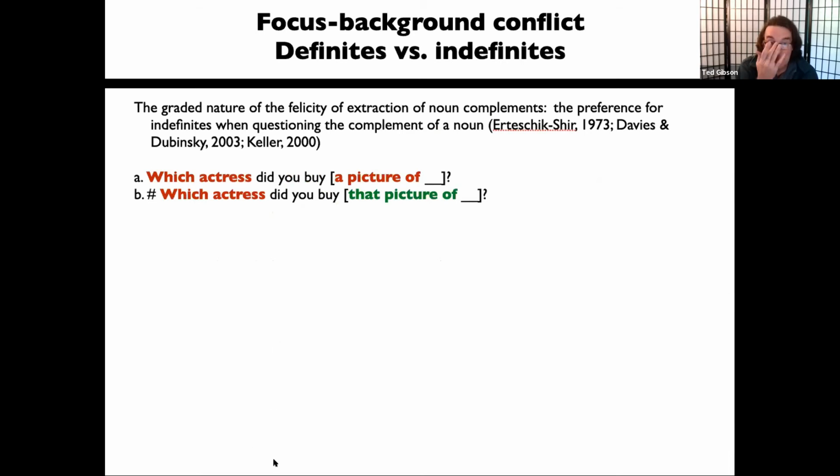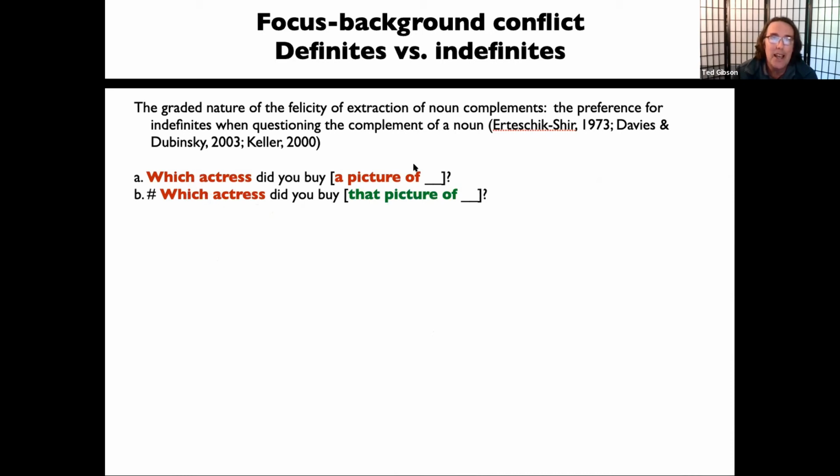So another interesting prediction that this hypothesis makes is the graded nature of felicity of extraction of noun complements depending on the definiteness of the embedded noun phrase. This is a really old observation, which you may be familiar with. "Which actress did you buy a picture of" is okay, but "which actress did you buy that picture of" is not very good. This follows from the focus background conflict constraint because this thing is a focus, right?